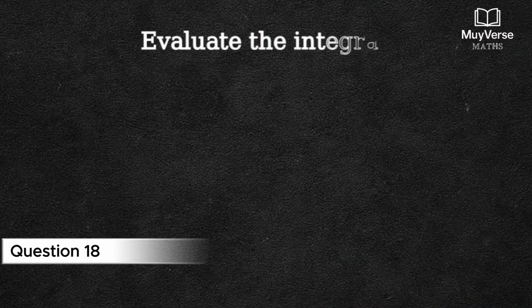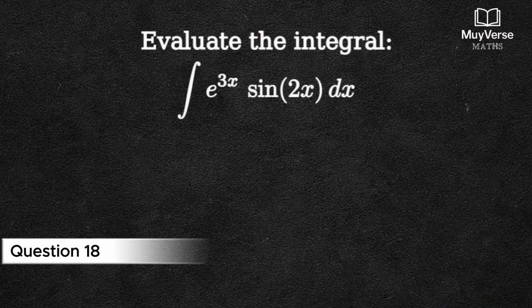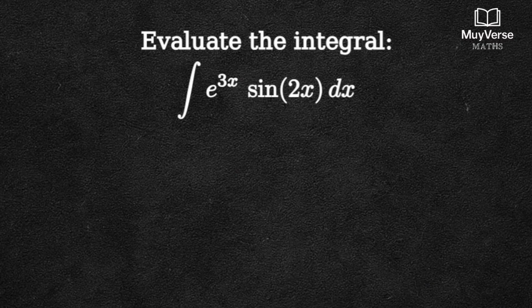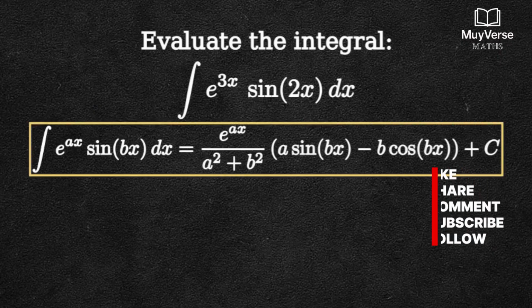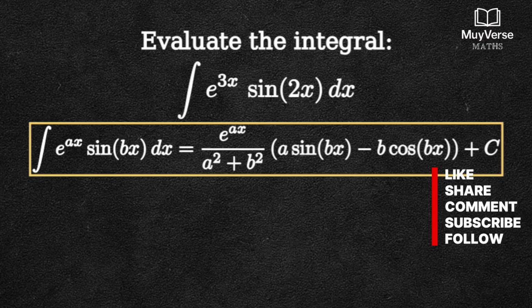The goal is to evaluate the integral. The integrand is e to the 3x multiplied by sine of 2x. Recall the standard identity. The denominator is a squared plus b squared, and the factor in parentheses is a times sine of bx minus b times cosine of bx. Compare with our integral. Here a equals 3, and b equals 2.